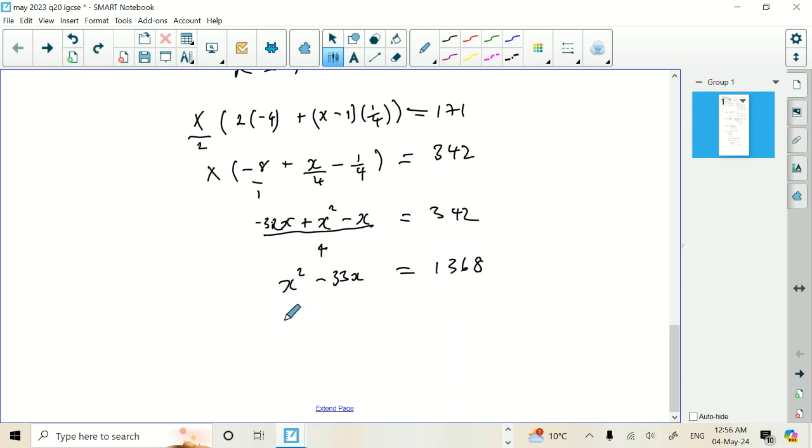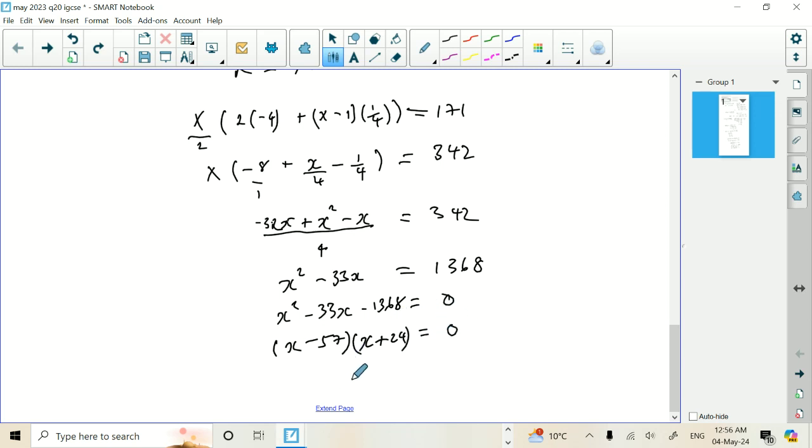So I have a quadratic here of x squared minus 33x minus 1368 is equal to 0. And that factorizes. You can use your calculator to find your factors. (x minus 57)(x plus 24) is equal to 0.